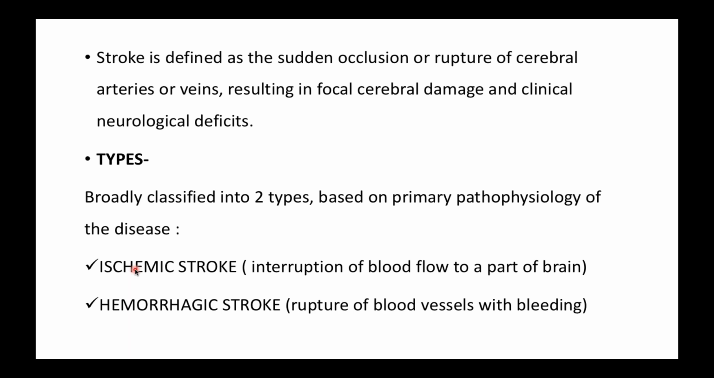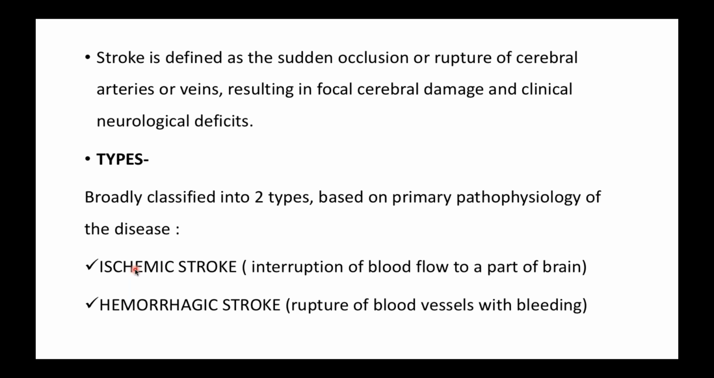What do we mean by stroke? You must have read in your medicine also, anything resulting due to the occlusion or any interruption in the blood supply is the major cause of stroke. If we define it, it is the sudden occlusion or rupture, anything causing a cessation in the blood supply, either due to the occlusion or due to the rupture of a cerebral artery or vein, resulting in focal cerebral damage along with clinical neurological symptoms or deficits. That is stroke, and it is the easiest definition I could come across. I've included it so that it becomes self-explanatory and you do not have to mug up.